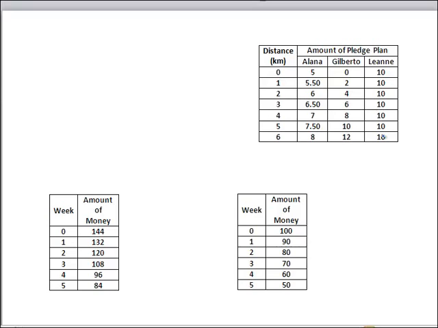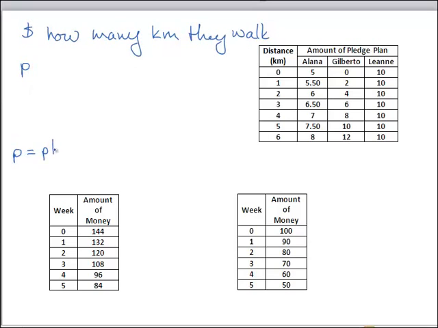So what we need to do now, first off, is figure out what we are trying to solve for. What we're trying to figure out is how much money each of these students will get depending on how many kilometers they walk. So we're going to set up the central question. In this situation, I want to know how much pledge money they get. So I'm going to call that P, and I'm going to write a little key down here. P is equal to the pledge money. That way, when people are looking at this, they'll be able to figure out what exactly it is I've tried. So I'm going to say P is equal to some combination of numbers and variables.